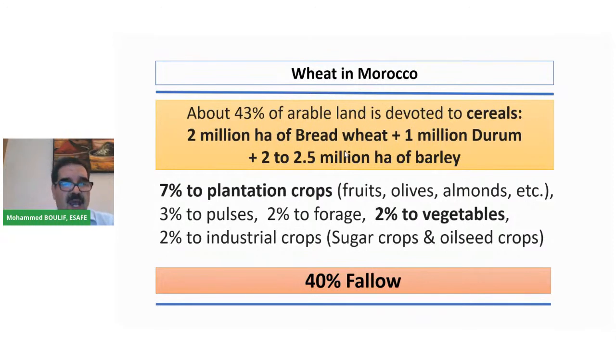Aside from the cereal production, we have plantations that cover about 7% of the arable land, namely fruits, olives, almonds, etc. 3% of pulses, food legumes. The pulses are food legumes, faba bean, peas, lentils, chickpea, and others maybe. 2% of forage or feed that will go to animals, and 2% to vegetables. Now take a look at this. 43% to feed the people, and 2% of the land cropped to vegetables that will allow the country to export vegetables to Europe and to other countries, and that allow the country to make money and make currency. And that's the heart of the matter.